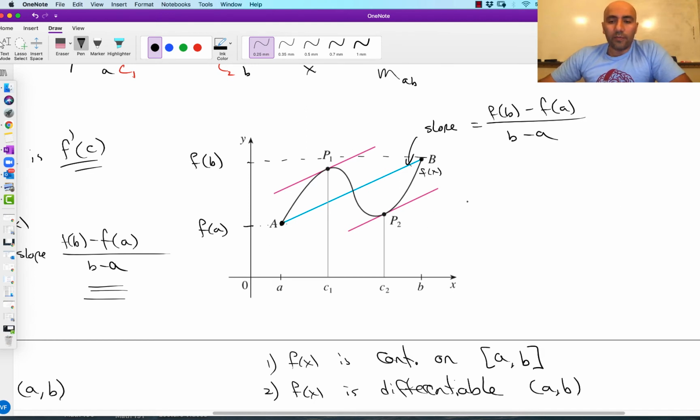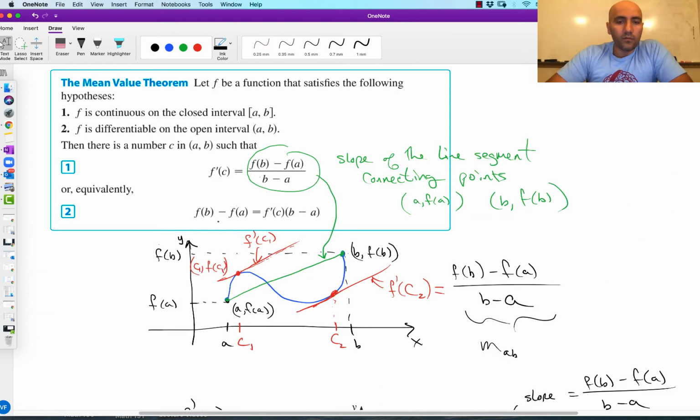So proof by picture here, I can see that f prime of c sub 1 is equal to f prime of c sub 2, and they both equal the slope of that blue one, which is f of b minus f of a all over b minus a. Okay, and then there's an alternate form of this. It's a more popular way of representing the mean value theorem, which is this one here.